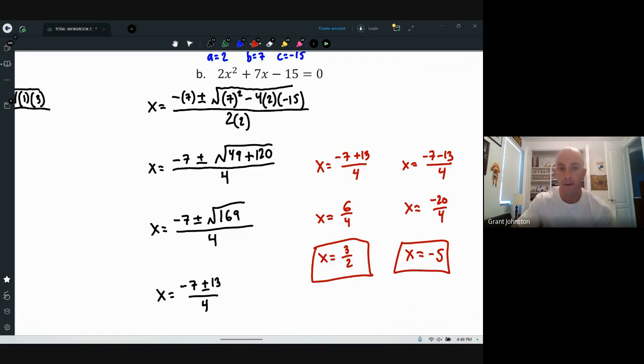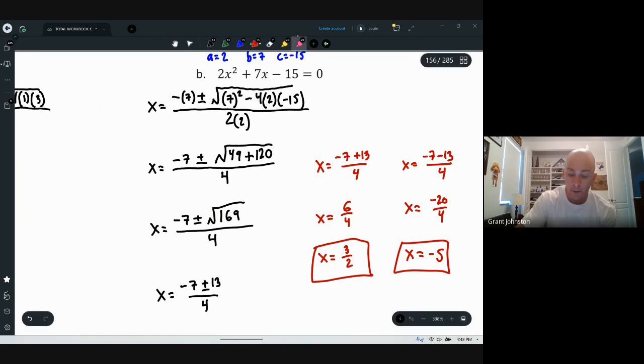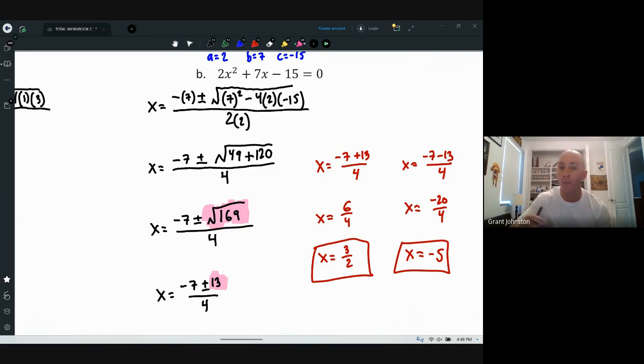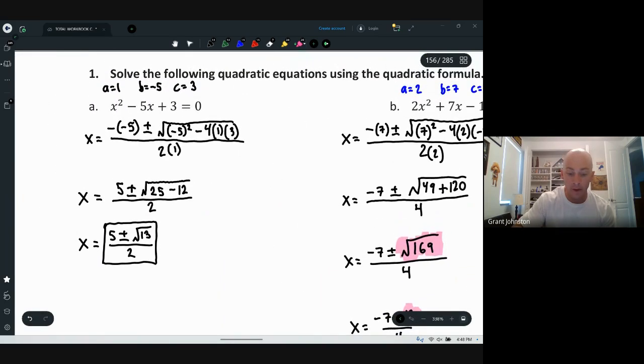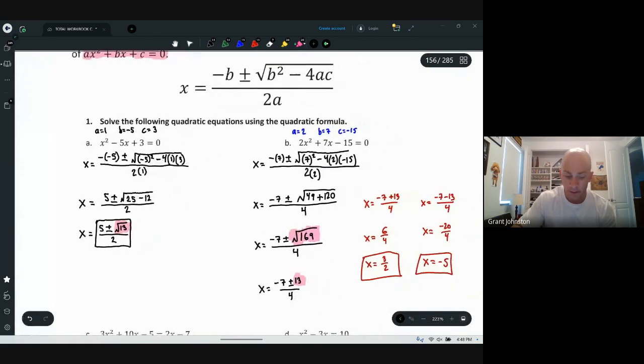And that was because the square root of 169 is a rational number, 13. So that one we were able to continue the problem. And meanwhile, on this one over here, we had to stop at that square root of 13 because that did not simplify. All right, let me show you a couple more.